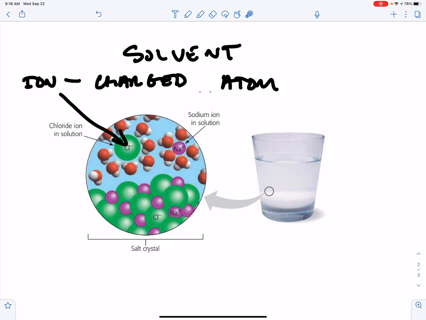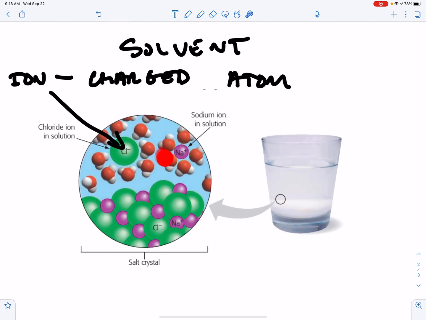So we have when sodium and chloride split apart. The chloride has a negative charge on it as one extra electron, and the sodium is missing an electron as one more proton than electrons. So the sodium ions are able to be surrounded by the negatively charged part of water, and the chlorides are able to be surrounded by the positively charged parts of water.